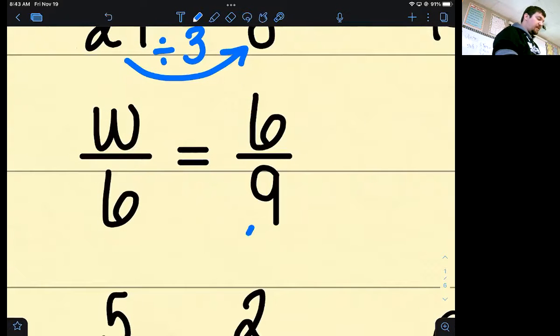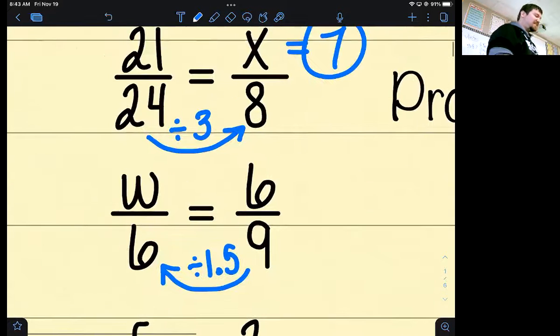What are they reducing 9 by to go to 6? Yeah, exactly. They're reducing it by 1.5. You knew that though, right? Sure. So if I told you what they were reducing it by, that's easy enough. What's 6 divided by 1.5?